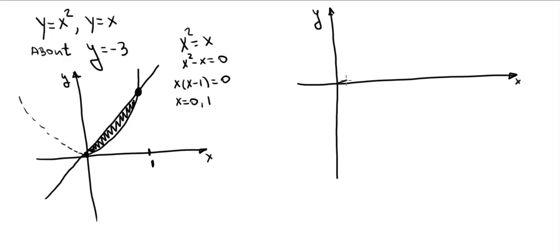here with the integral. So here is the region. Notice that that's the point (1, 1). This is the point (0, 0). I'm bringing in the axis of rotation. The axis of rotation is the line y equals -3.